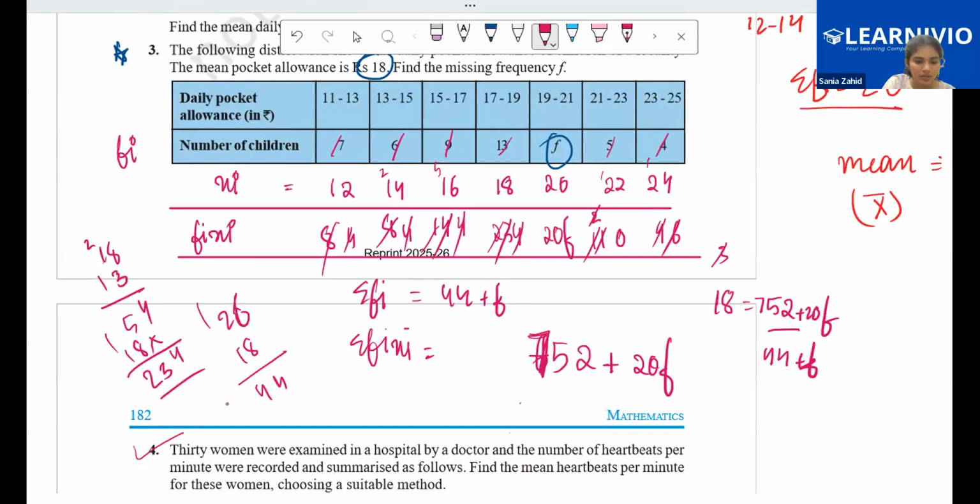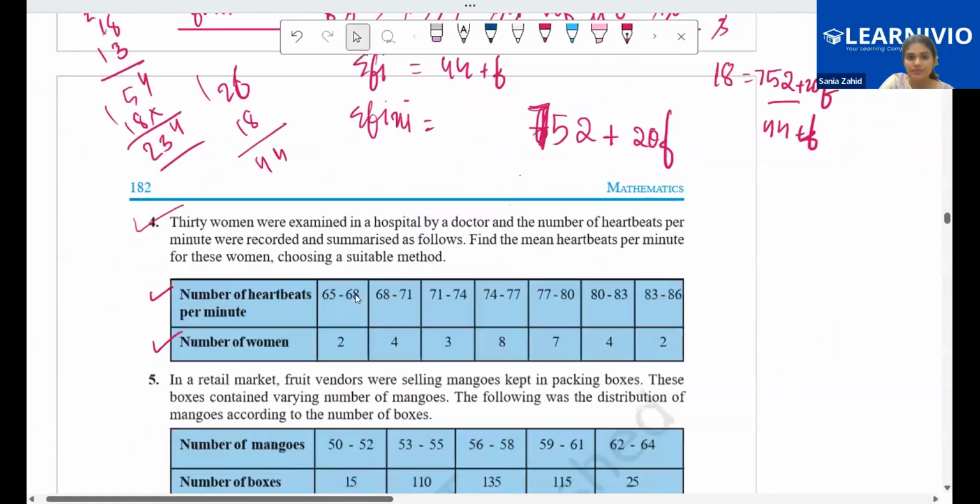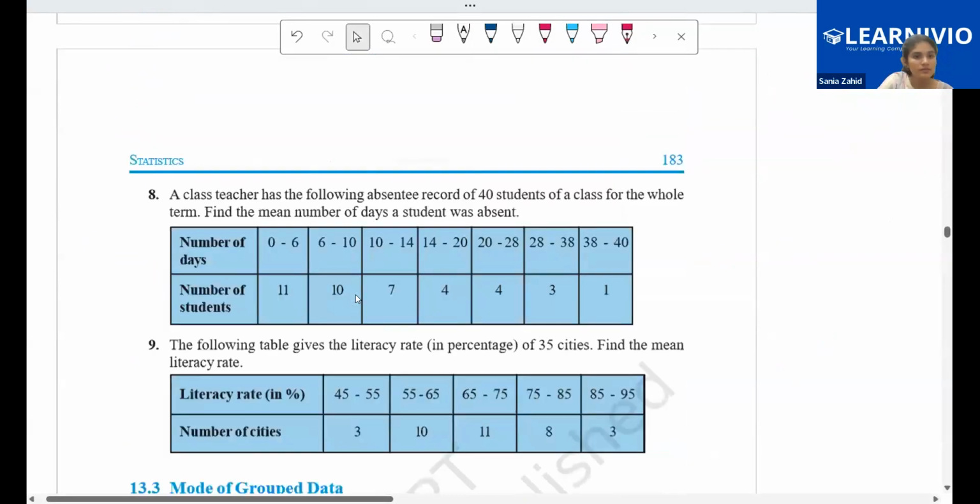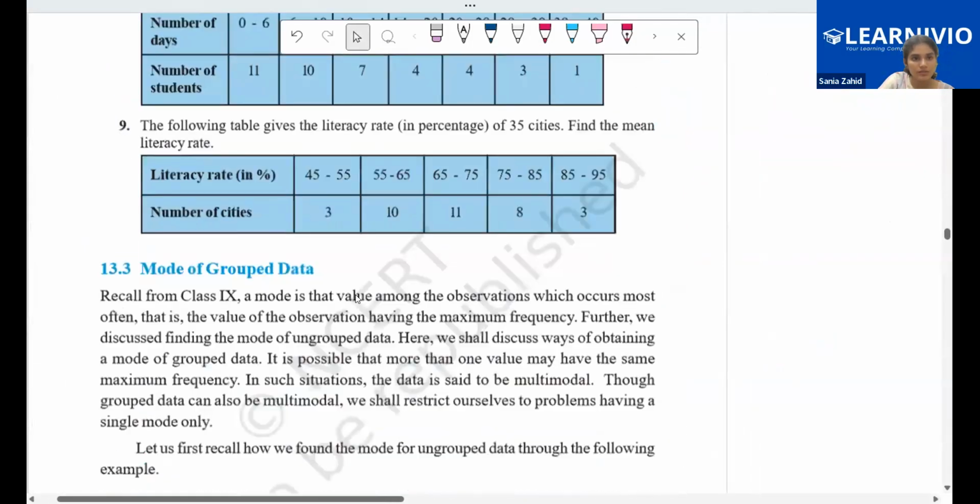Now, we come to the next question. We have 9 questions in.